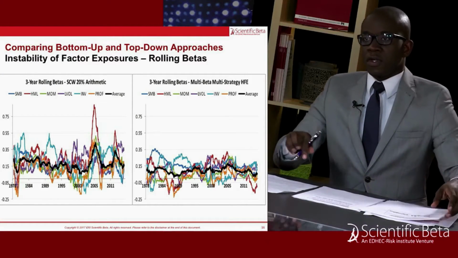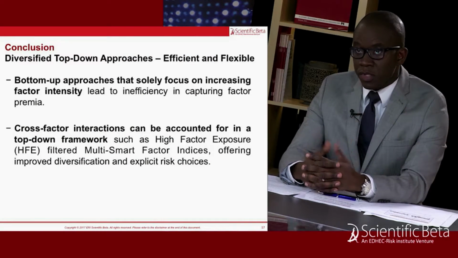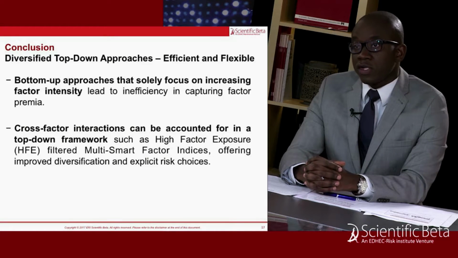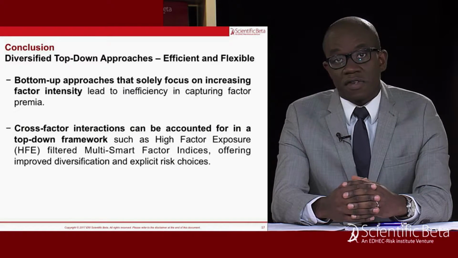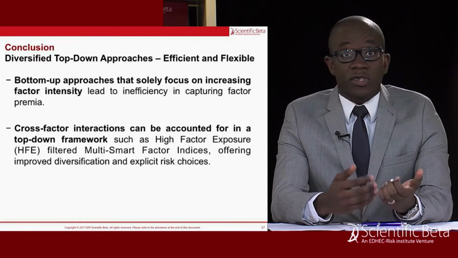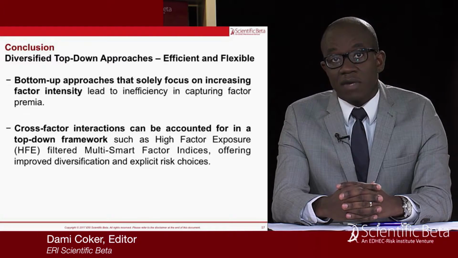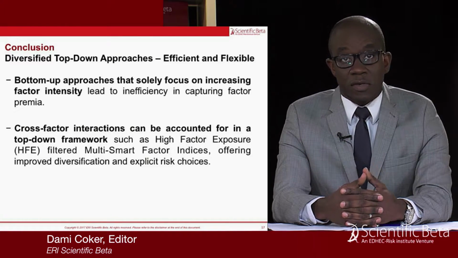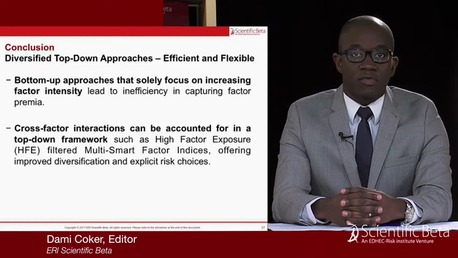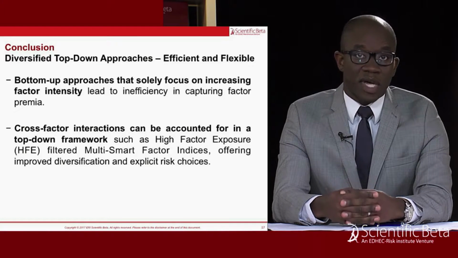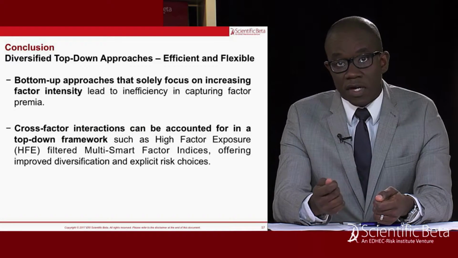Okay, thank you, Felix. To summarize, diversified top-down approaches are efficient and flexible. Bottom-up approaches that solely focus on increasing factor score intensity can lead to inefficiency in capturing factor premia because they have significant exposure to unwanted risks. They might also come with high instability and high turnover. But as we have shown, cross-factor interactions can be accounted for in a top-down framework. Scientific Beta does this by making an adjustment at the stock level using the high factor exposure filter. The result may be lower factor intensity, but better risk-adjusted performance, shown by higher levels of diversification and higher returns per unit of factor intensity.